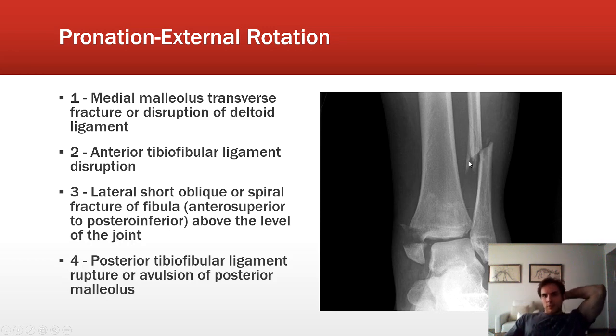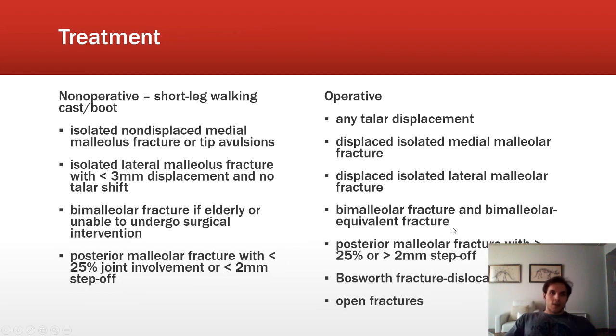Finally, after the fibula is fractured above the level of the joint, it travels all the way around and you end up with a posterior tibiofibular ligament rupture or avulsion or a posterior malleolus fracture. So again, these external rotation injuries, if they travel all the way around, you end up with a trimalleolar or trimalleolar equivalent fracture, which is highly unstable.